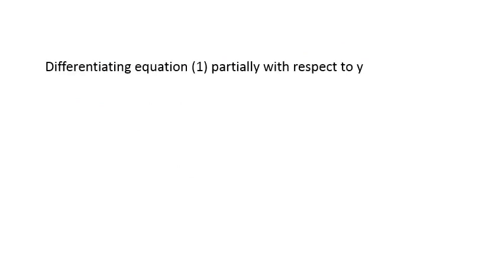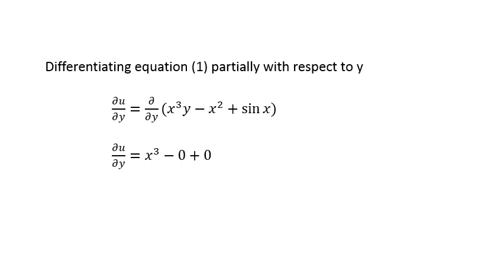Similarly, we can find dou u upon dou y. Differentiate equation 1 partially with respect to y, keeping x constant. In the first term, x cube is constant and the derivative of y is 1. In the second term, x square is constant and the derivative of a constant is 0. In the third term, the derivative of sin x is 0. Therefore, dou u upon dou y equal to x cube minus 0 plus 0. Therefore, dou u upon dou y equal to x cube.